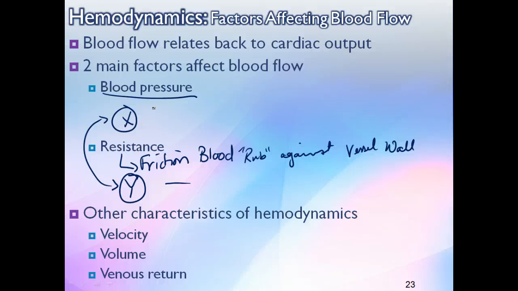Now, what we see is these are the two primary factors that influence blood hemodynamics and blood perfusion. But in addition to these two factors, there are other things that may come into play, and that includes velocity, volume, and venous return. We'll talk about each of these on the following slides.